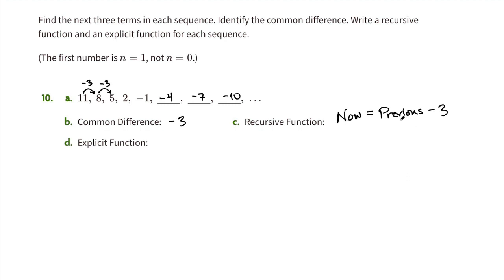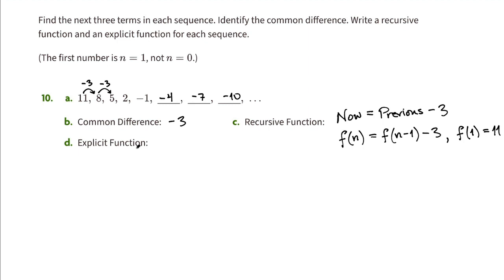We can also write this using our function notation. If I'm looking for the nth term, I look at the term before that, f of n minus 1, and then I subtract 3. And with every recursive function, I need to give a starting value and say f of 1, the first term, is, in our case, 11.